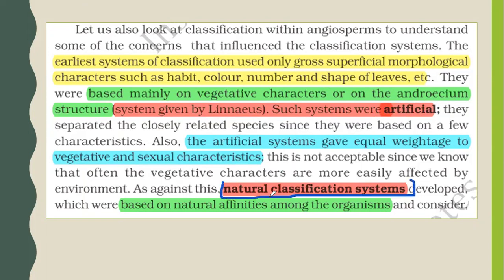Second came the natural system of classification. It was based on the natural affinities among the organisms.